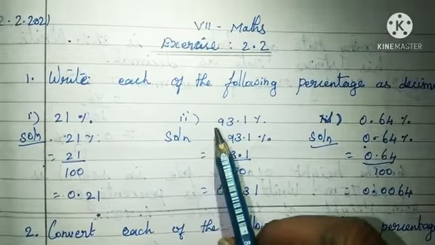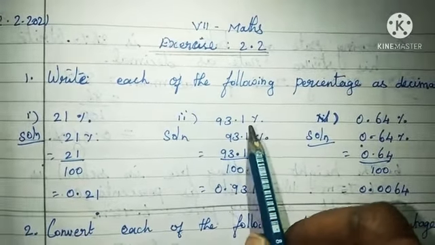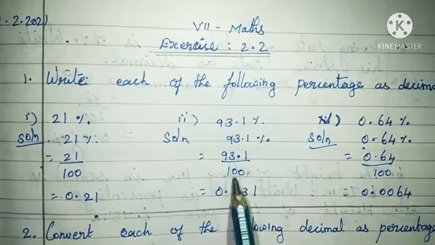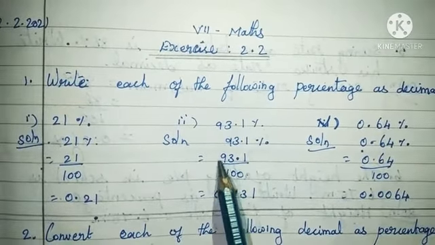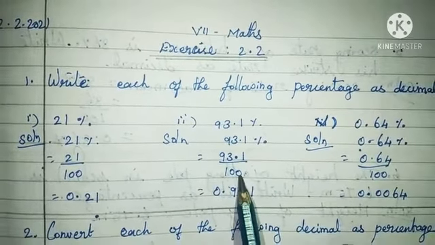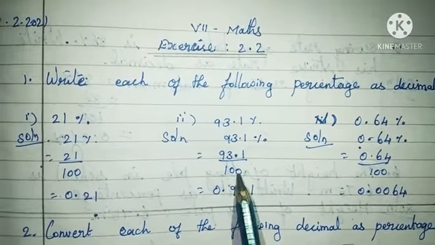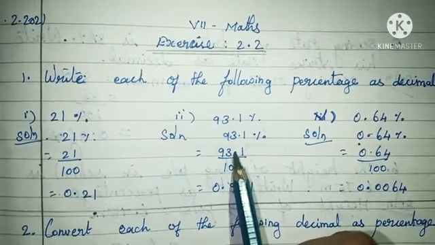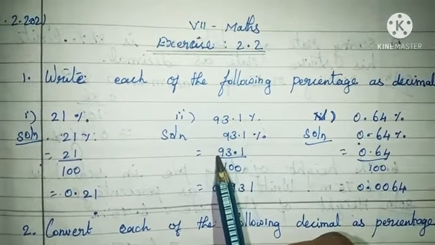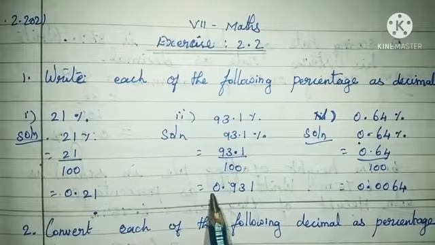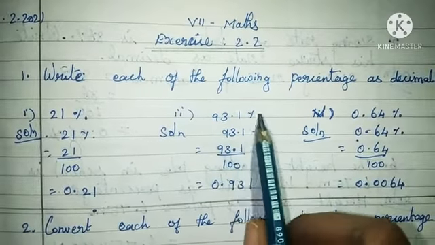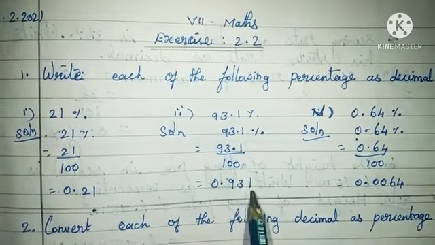Let's see next sum, 93.1%. Here 93.1%, same way, instead of percentage, you have to put the 100 in the denominator, that is 93.1 by 100. After writing it in the fraction form, you have to divide it by 100. Since we are having two zeros, again we are going to move two places to your left, that is 1 and 2. When we are moving like this, we get the decimal point as 0.931. Therefore, 93.1% is equal to 0.931.